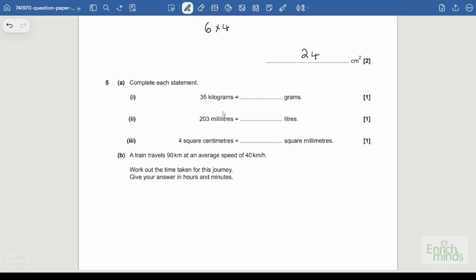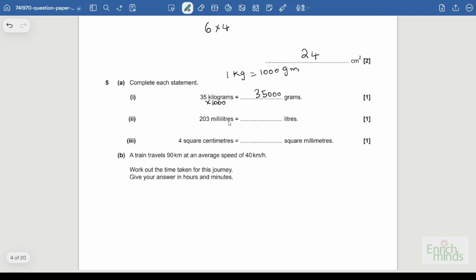Complete each statement. 35 kilograms is equal to how many grams? So we know in 1 kilogram we have 1000 grams. So to go from kilograms to grams, we are moving from a bigger quantity to a smaller one. We times it with 1000. So 35,000 grams are there in 35 kilograms.